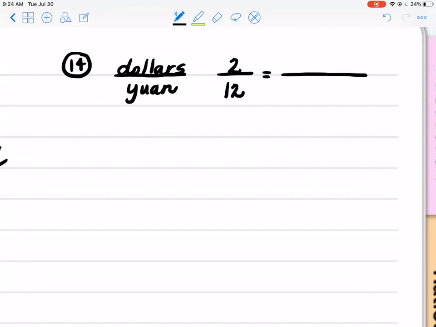And I have a pocket full of yuan. I have 883.14 of those. And I want to turn that back into US dollars. So the first thing I would do is set up my proportion.